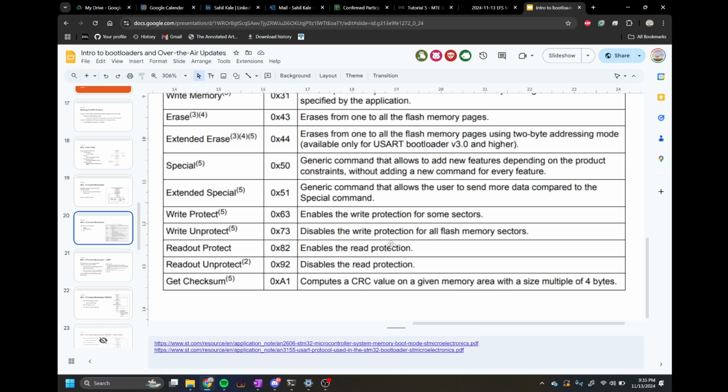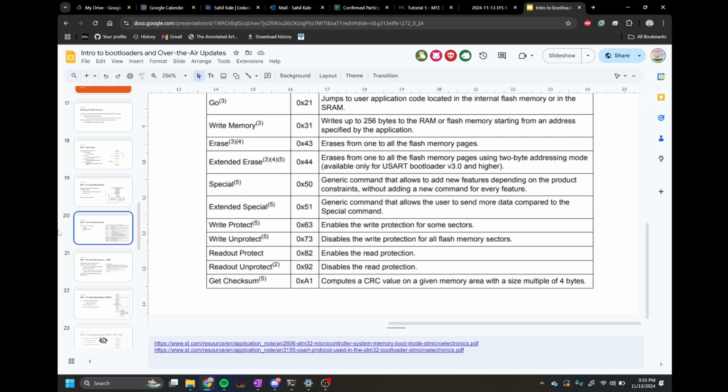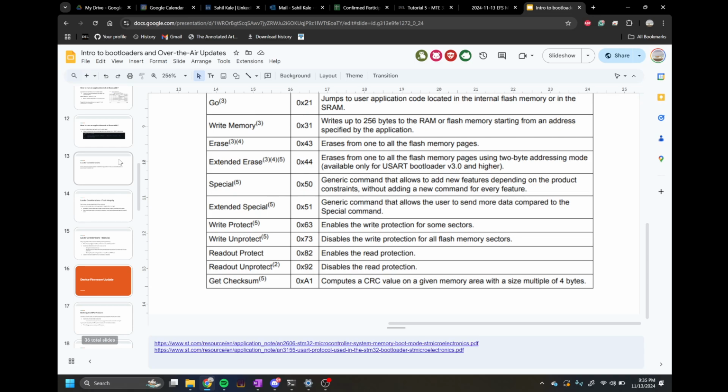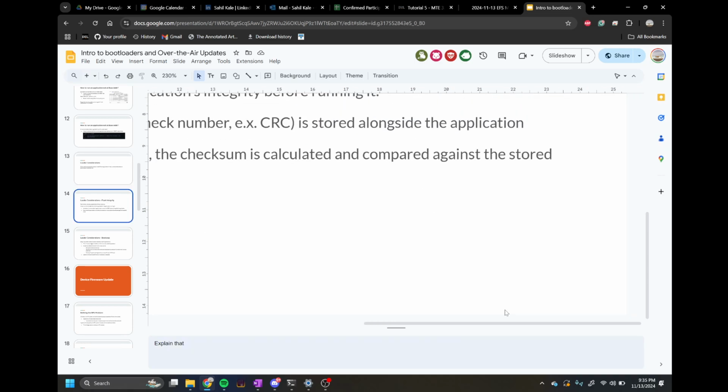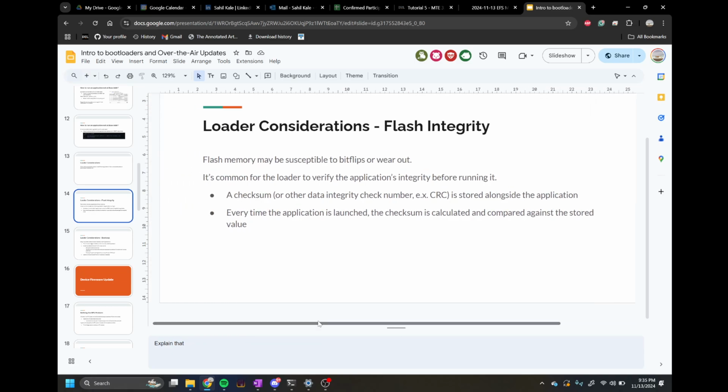Do you know what the get checksum command would be useful for? Yep. So if we go back to the loader slide right over here, the get checksum command is used to implement this Flash integrity function that we were talking about.